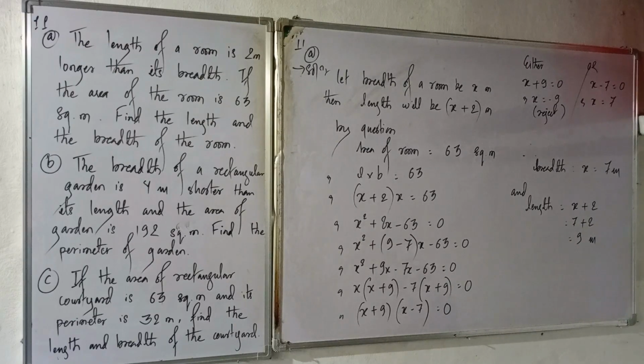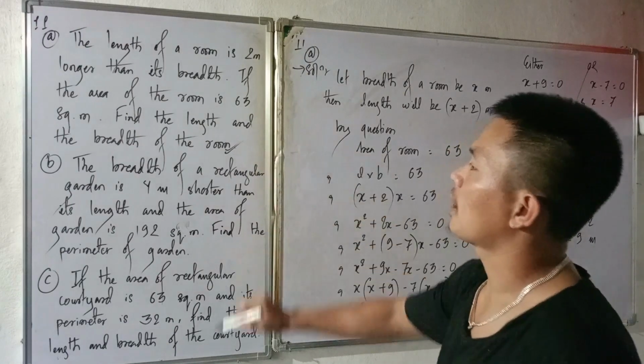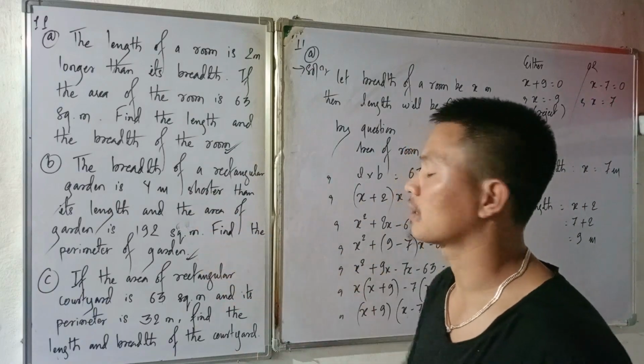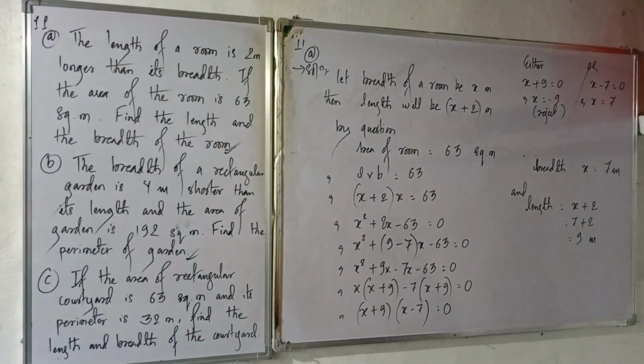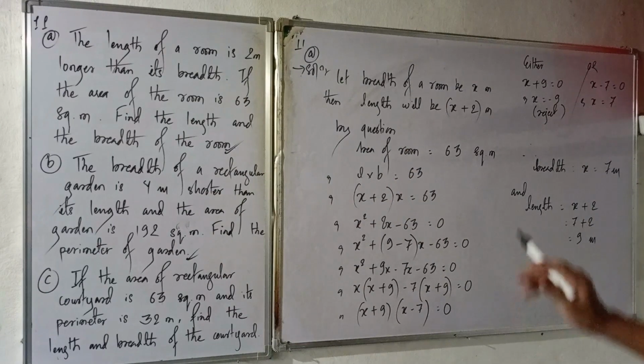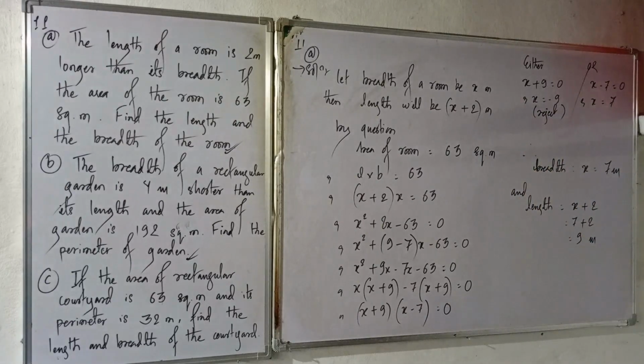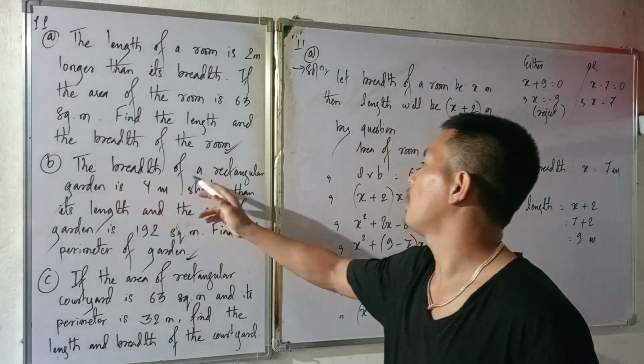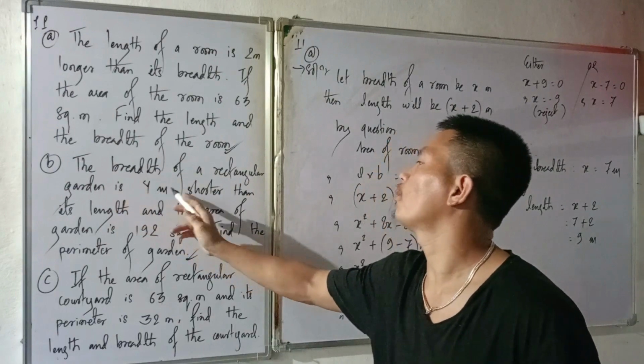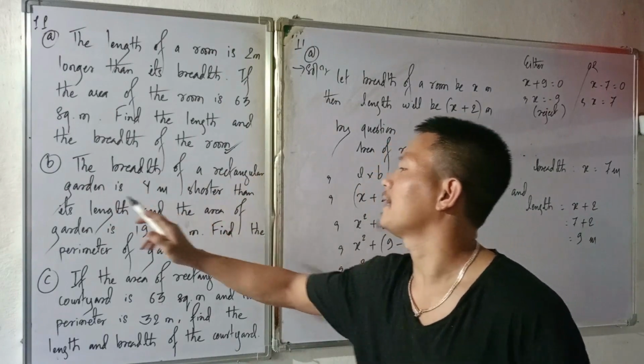Okay, now after this let's move on to number B. We have already finished this. Now let's move on to number B. Number 11A and number B are not so different, there is just a slight change in the conditions. The breadth of a rectangular garden is 4 meters shorter than its length.